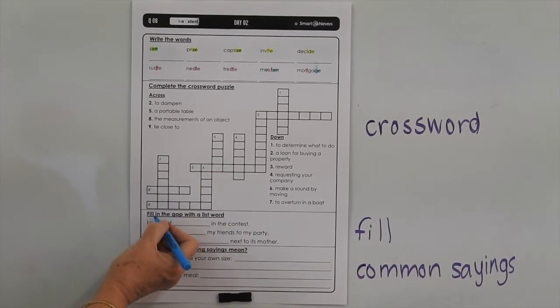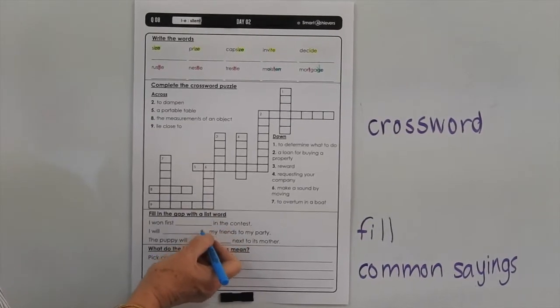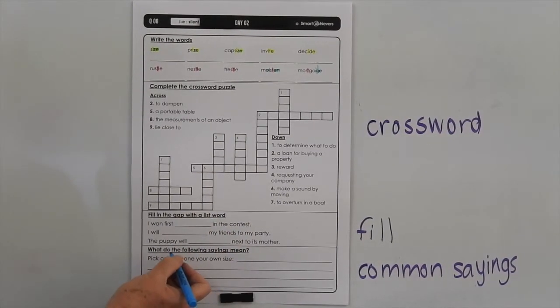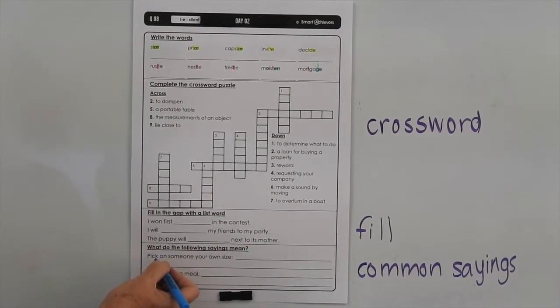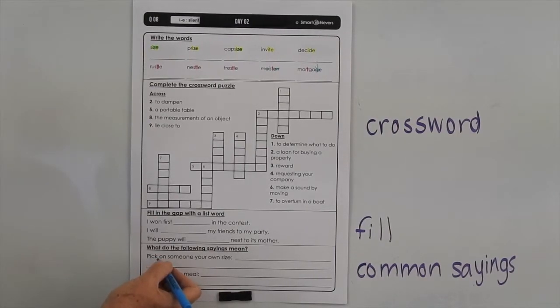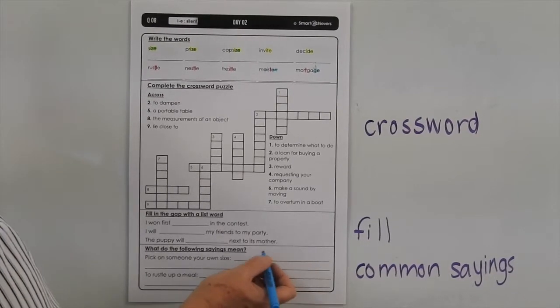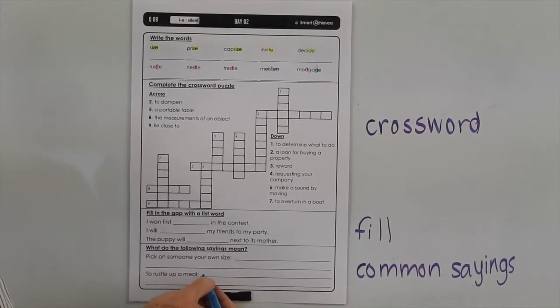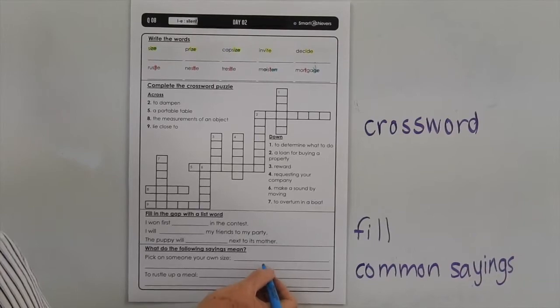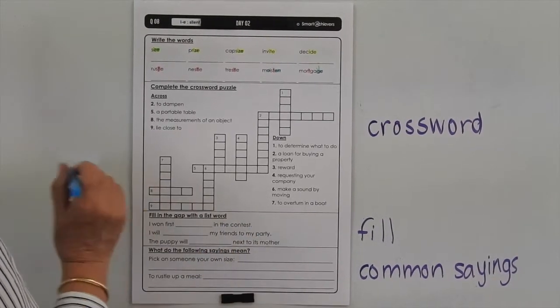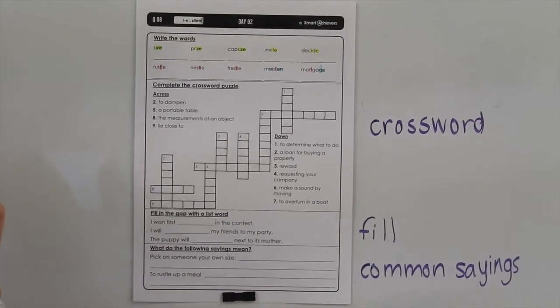Then down here you have to fill in the gap with a list word, only 3 sentences for you to do. Then we've got some common sayings down here for you to tell us what they mean. So pick on someone your own size, what does that mean, and to rustle up a meal. You could probably guess what they mean, but you could also research them if you're not sure.